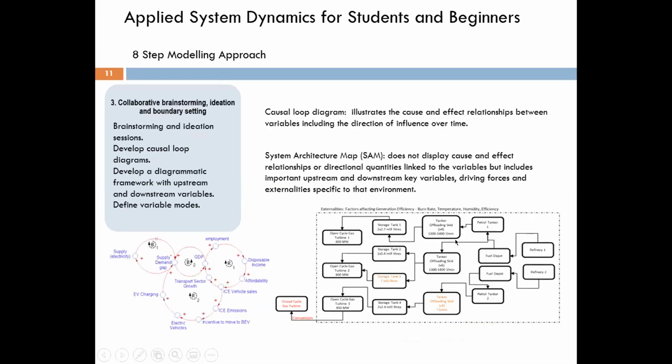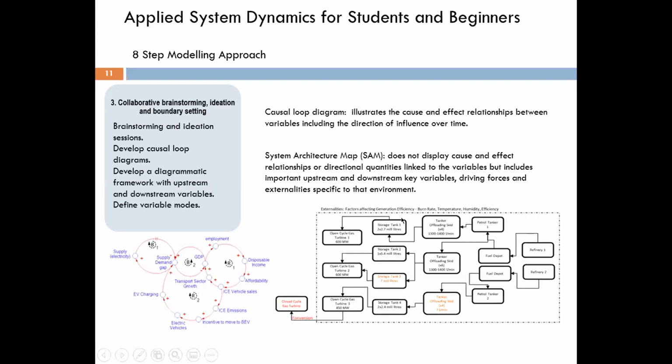In terms of the third step, which is our collaborative brainstorming, ideation, and boundary setting, we then include causal loop diagrams in the step as well as system architecture map. Now, we have an entire chapter on causal loop diagrams as well as system archetypes in our book, but suffice to say, our causal loop diagrams illustrate the cause and effect relationships between our variables. I've got a very, very light image here, but this is generally what your causal loop diagram would look like with its reinforcing loops and balancing loops. So essentially, we want to understand what the cause-effect relationships are between these variables.